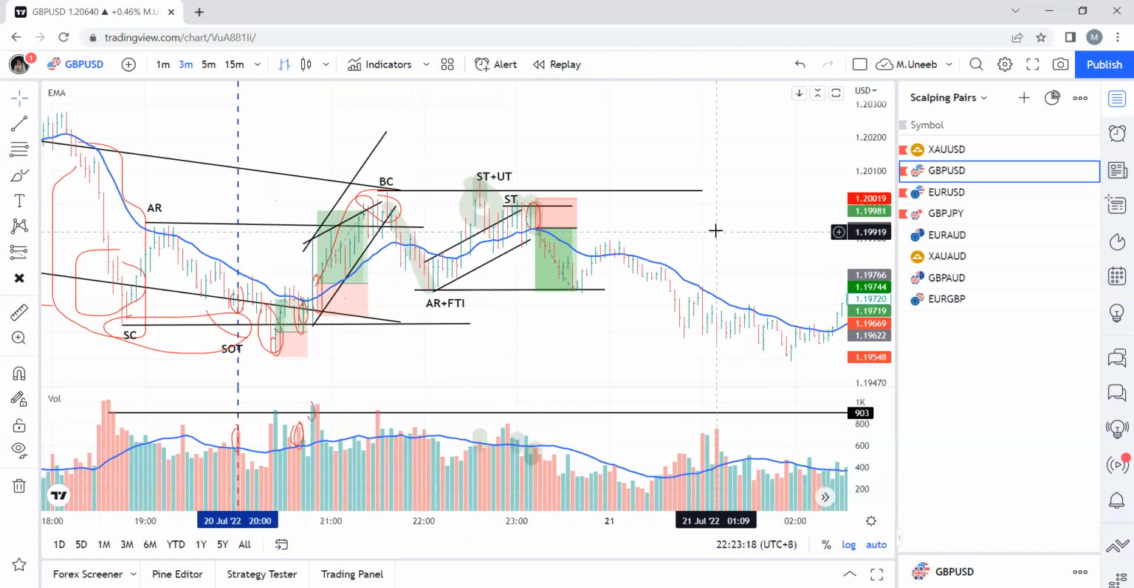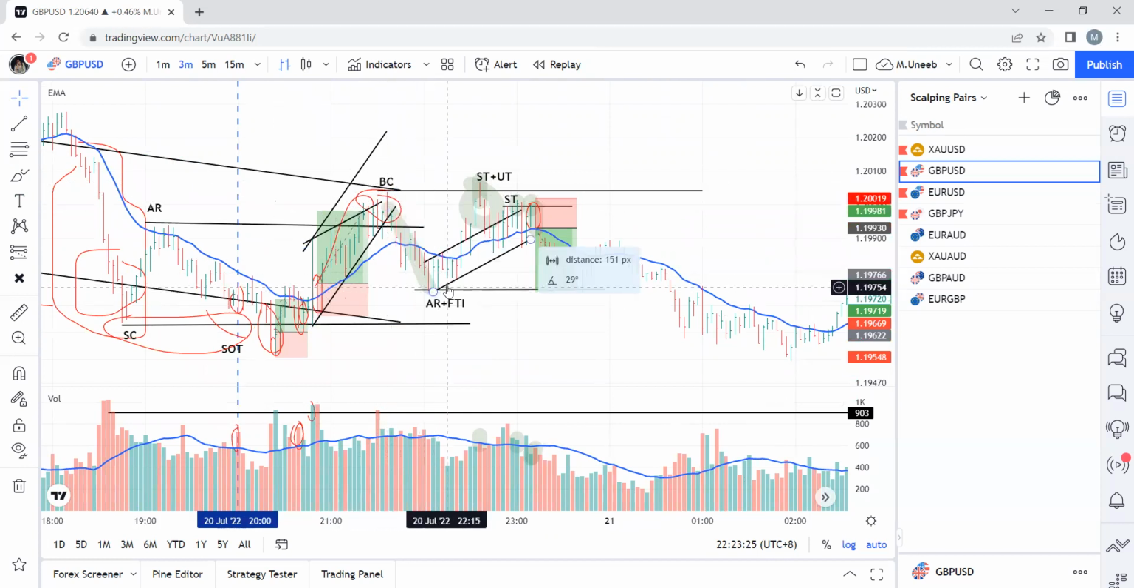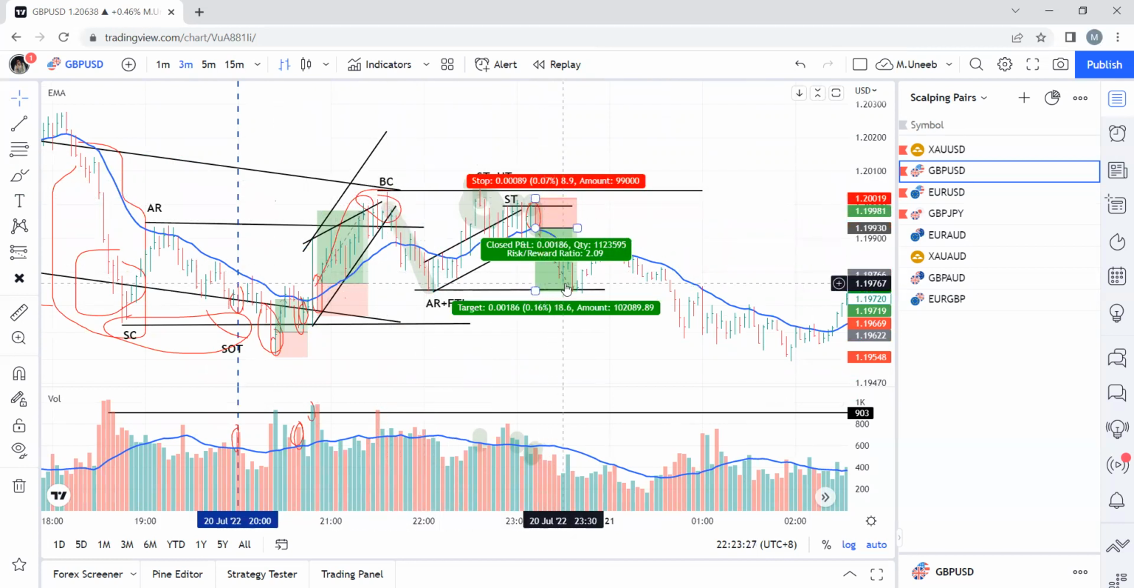This is the London session trading or New York session. First trade, second trade, third trade, fourth trade, fifth trade. Got it? How many trades did you get? 5 to 6 trades within the London session, New York session.